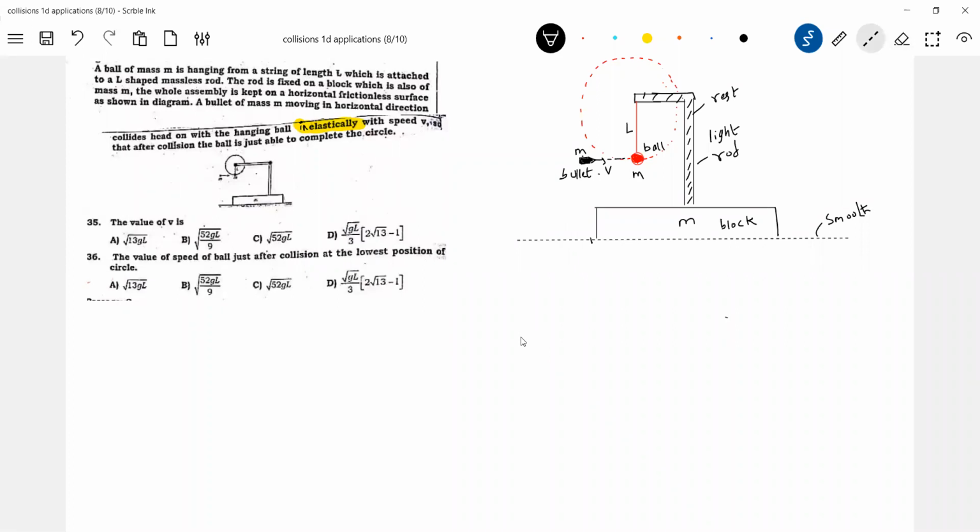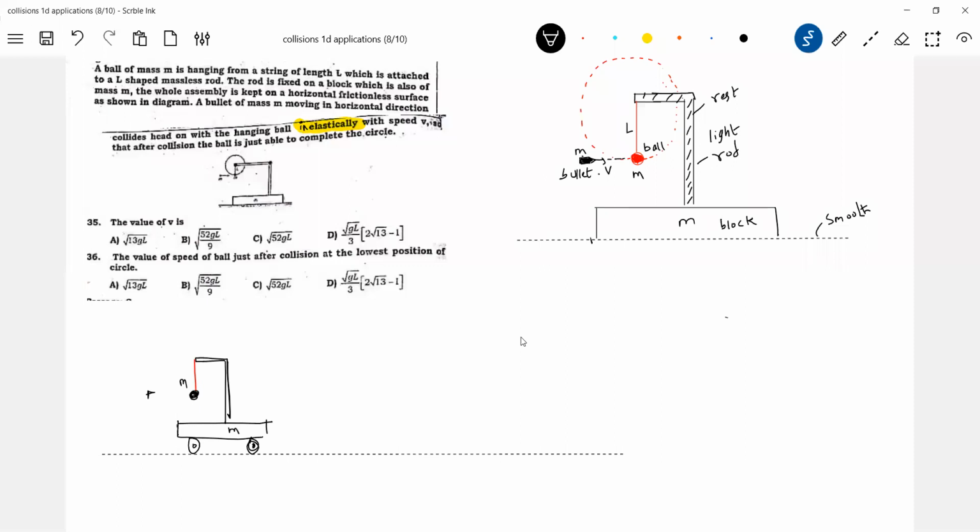Now, let me put what is actually going on here. I'll draw a rough diagram, not a free body diagram. So there's a trolley. Let it be like this. Then there's a rod. And there's a string. So there's a ball having a mass m.